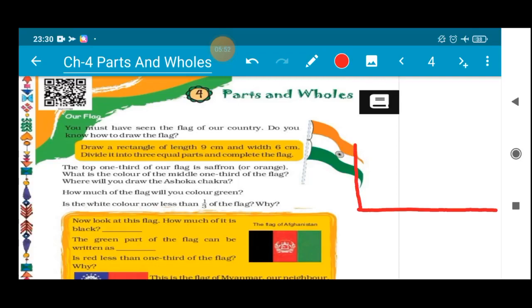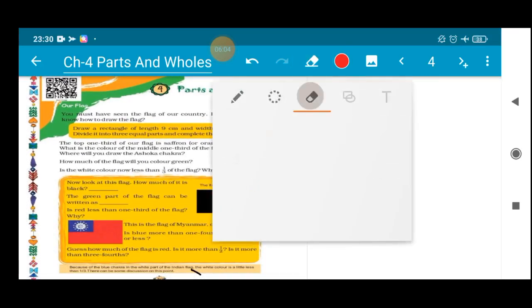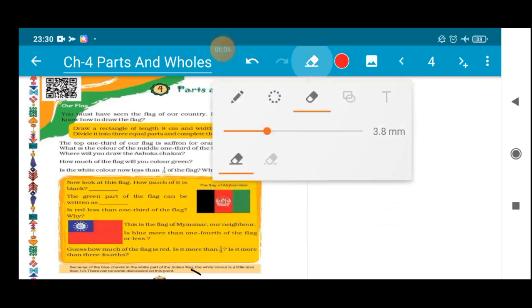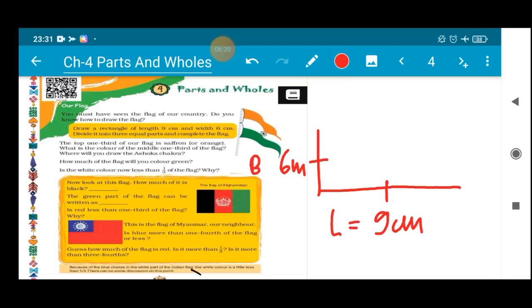They have said that we have to measure the length 9 centimeter and the width 6 centimeter. Of course, you know, in a rectangle two opposite sides are equal, so this will be 9 centimeter here, this will be 9 centimeter here. Okay, so let me erase this and draw in a very beautiful manner. I'll be using scale and pencil for this. So this should be 9 centimeter according to the question, and this should be 6 centimeter. This is called the length here, and this is called the breadth here.